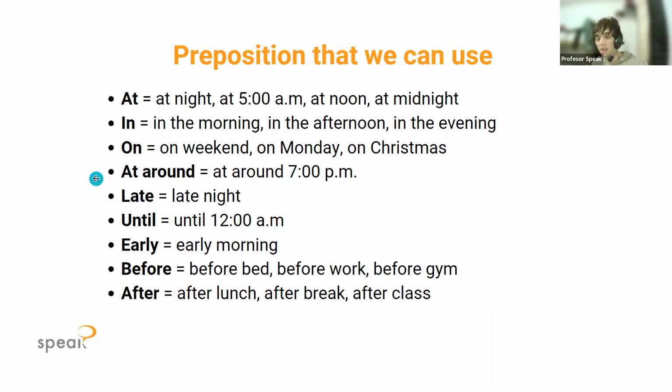At around means alrededor de las 7 de la noche. So for example, I eat dinner at around 7 p.m. Late night es como, I don't know, como decir tarde en la noche. Until means hasta. Okay. I will be working until 12 a.m. Estaré trabajando hasta las 12 de la mañana. Early morning, temprano en la mañana.